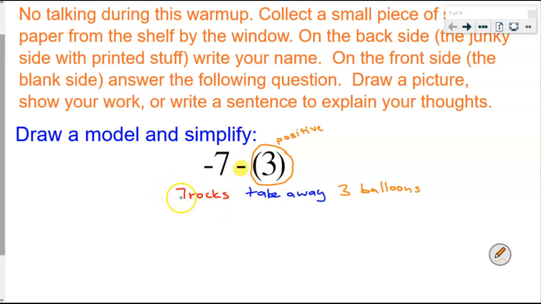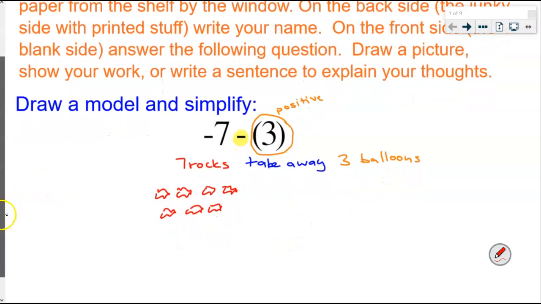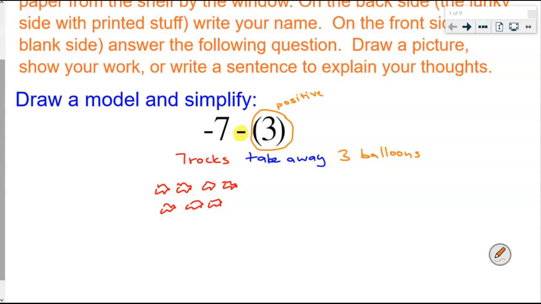I don't even have to draw. If I have 7 rocks, do I have balloons to take away? No. So I know that I have an issue. Let's go ahead and draw it out though, to really get a visual and to have a good model. Here's my 7 rocks. I can't just take away 3 of these because it says I have to take away 3 balloons. And you look at this collection and you turn into Dora and you say, oh no, we don't have enough balloons. But we have a solution.